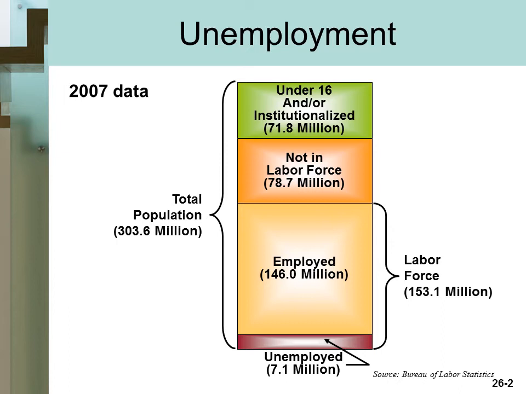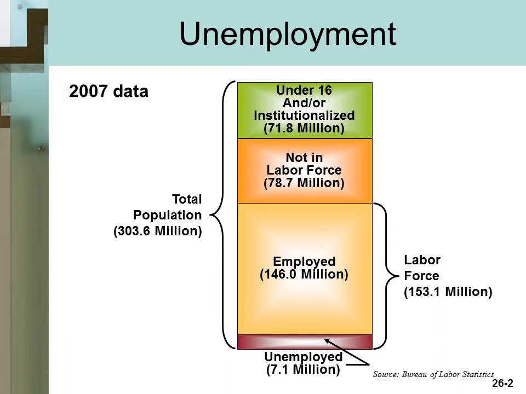So we just took these numbers right here and plugged them into our formula. How many people are in the labor force? Well, you add up those people with jobs, 146 million, plus those people actively seeking employment, 7.1 million. That gives you a total labor force of 153 million people. So the unemployment rate would simply be 7.1 divided by 153, the entire labor force.